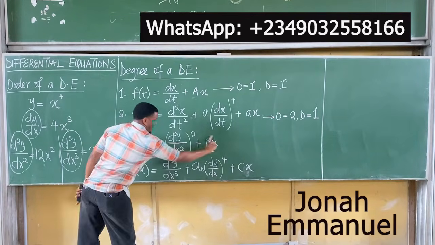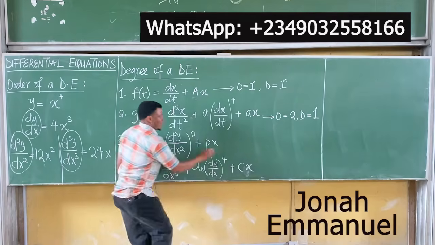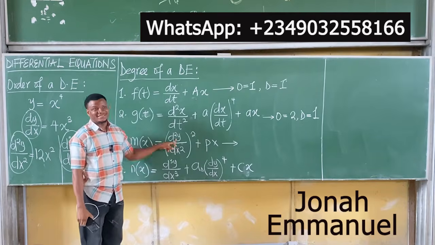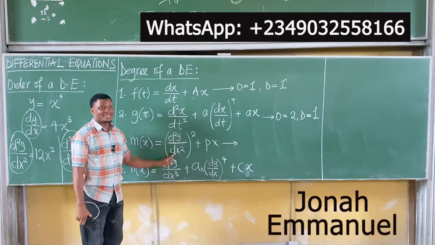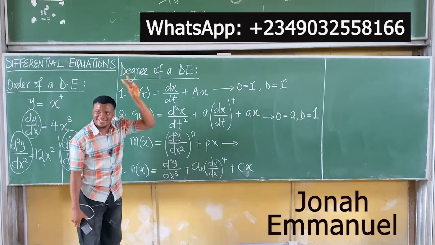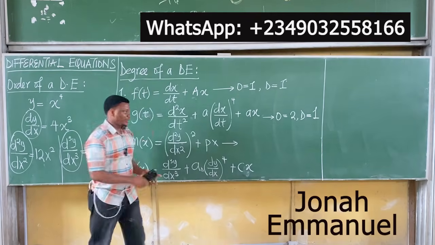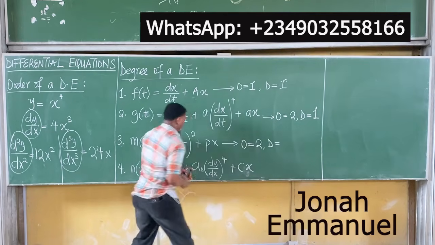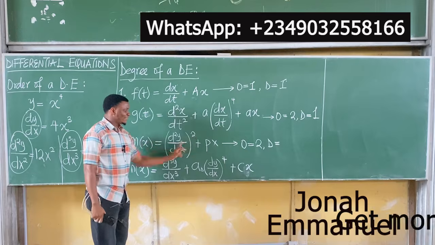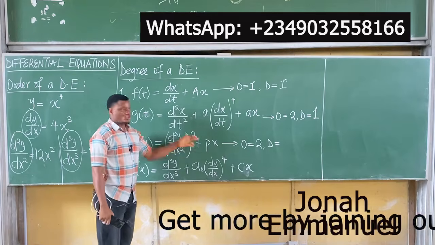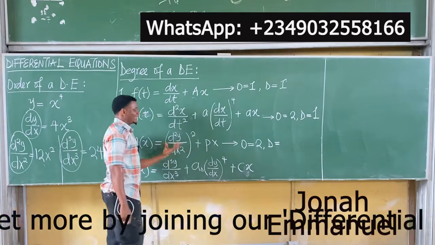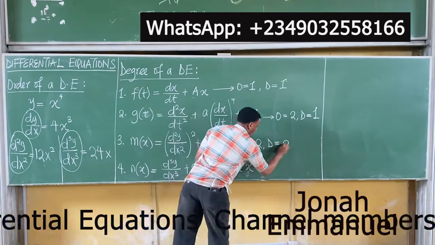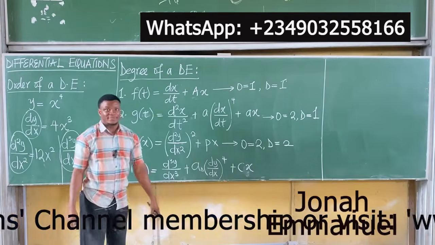The third one, look at this one, please. First things first, what's the order here? Looking at this, the highest differential coefficient is d squared y over dx squared. So it becomes a second order differential equation. So the order here is equal to 2. What's the degree? If I look at this, it is still raised to power 2. So 2 is the power to which the highest differential coefficient is raised. So the degree is 2.